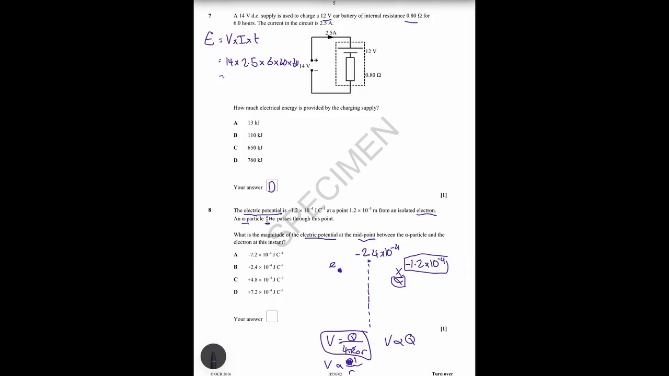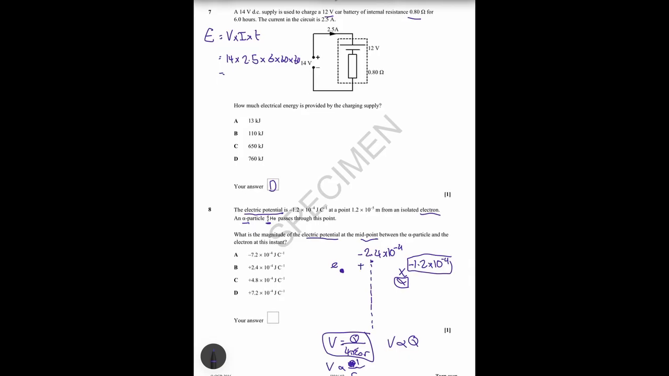So if this is minus 2.4, the alpha particle is going to be positive 4.8 times 10 to the minus 4. And now, if these two potentials are combining, I'm basically going to add them together. So minus 2.4 add 4.8 times 10 to the minus 4. And what's the answer that I'm going to get? That's going to be positive 2.4 times 10 to the minus 4. And therefore the answer for this one is going to be B.